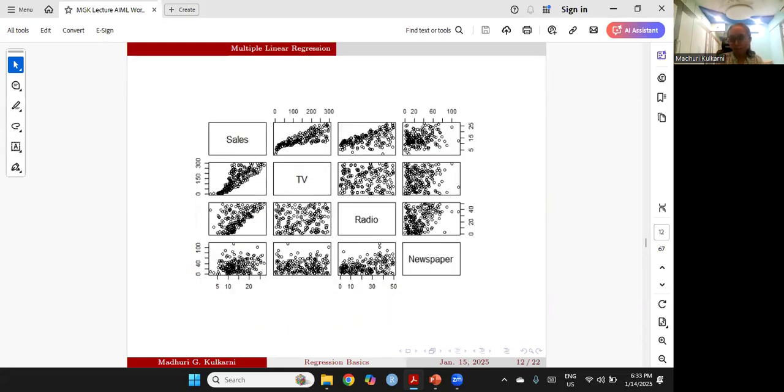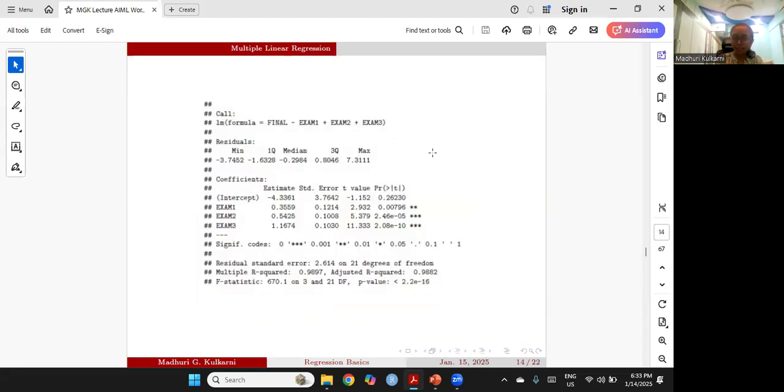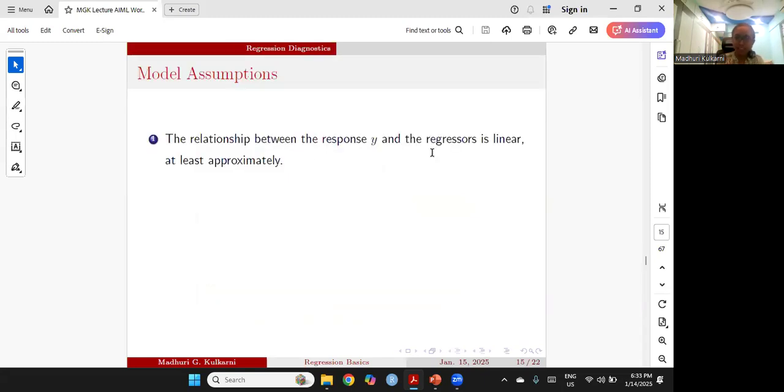So that idea you get from the graph, no? Because sales and newspaper, it doesn't look linear at all. So yes, you are right. We need to verify model related assumptions. Is there any other question?